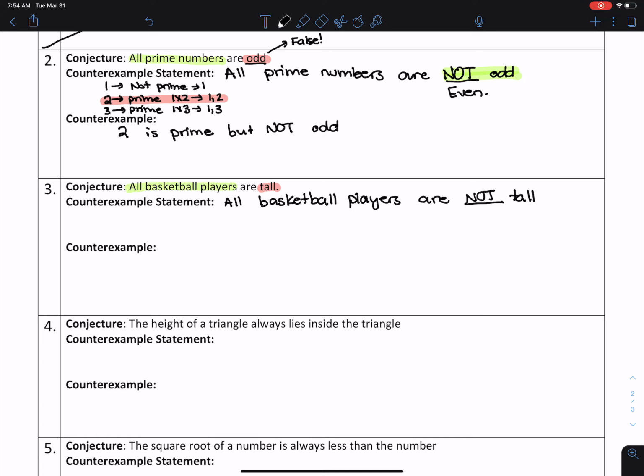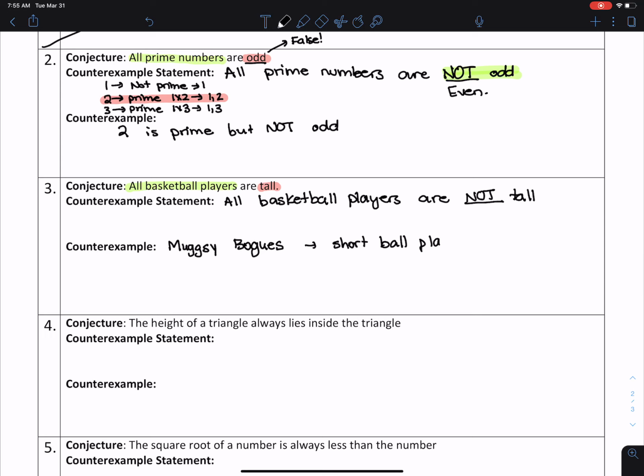So I had to ask my Alexa at home to help me with this. If you know anything about basketball, my counterexample would be Muggsy Bogues, and I probably didn't pronounce that right. He was known to be the shortest basketball player. If you don't know anything about basketball, you would have to look up a basketball player that's not tall. But on an assessment, I would ask you something more familiar to everybody and not just about one specific topic.